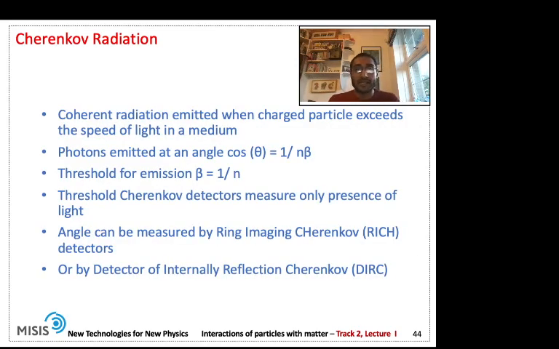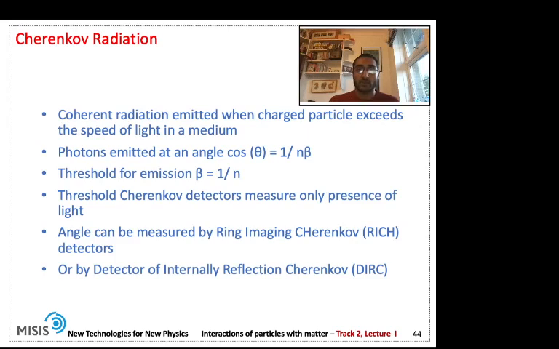So, as I've already said, coherent radiation is emitted when the charged particle exceeds the speed of light in the given medium. The photons are emitted at an angle cos theta equals 1 over n times beta, and therefore there's a threshold for emission of Cherenkov radiation, which is that the beta factor must be greater than 1 over n. And then one can have different kinds of Cherenkov detectors.